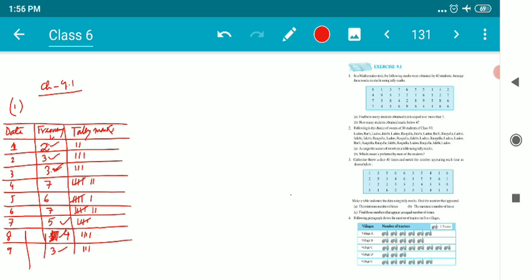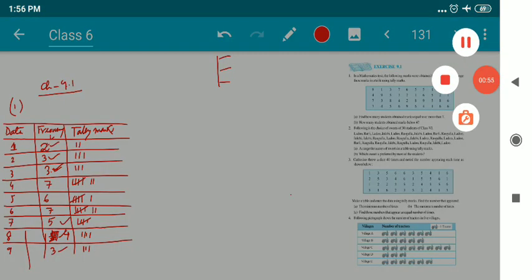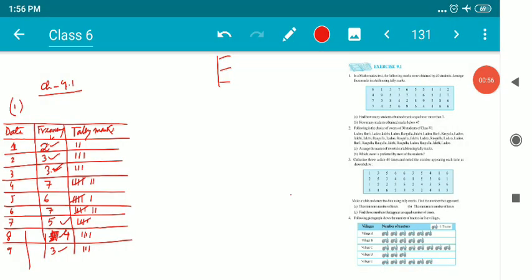So children, we will start right from question number 1 of exercise 9.1. In this mathematics test, the following marks were obtained by 40 students. We have to arrange these marks in a table using tally marks.